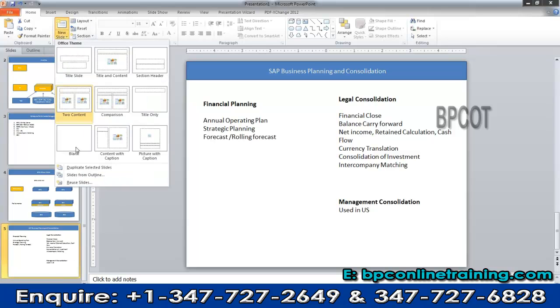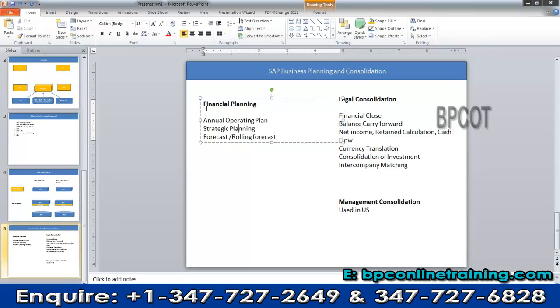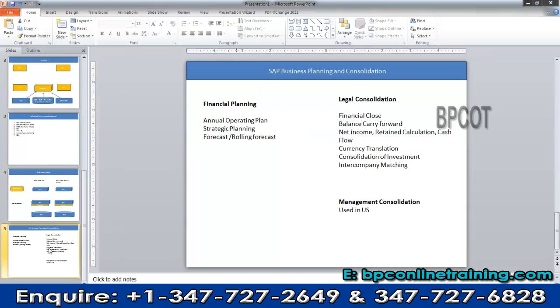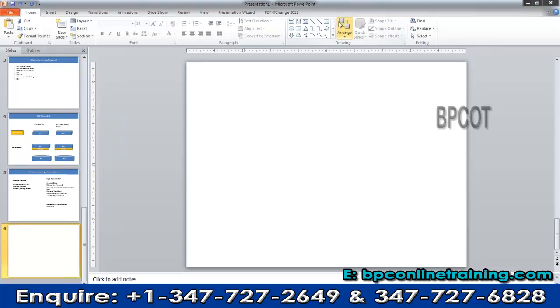The next part is, now we understood what we can deal with in SAP Business Planning and Consolidation. First, we have to complete planning, then we have to start consolidation. Correct. So let's see what is this financial planning, what is this annual operating plan, what is strategic planning, what is forecast and rolling forecast. Let's go to the next slide. Let's see the planning terminology.